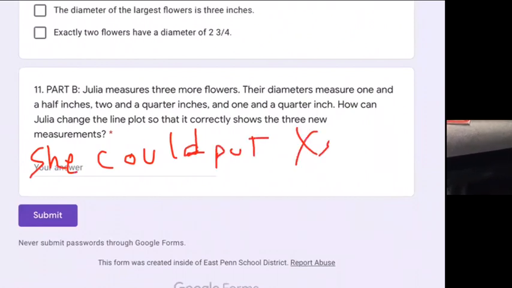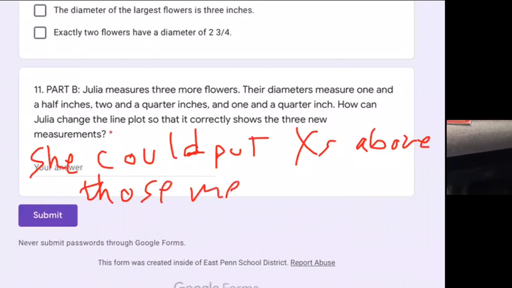X's above those measurements. And that's all you really have to write, those measurements.